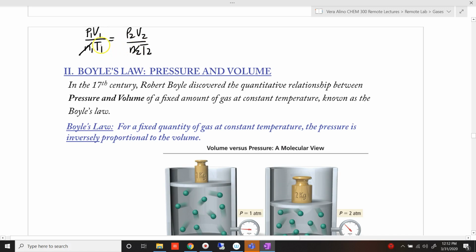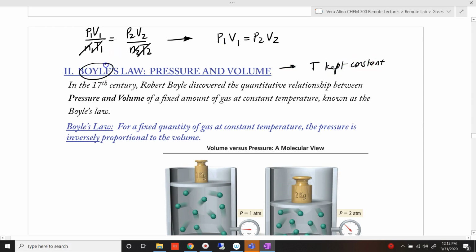He also did not change the temperature. He kept the temperature constant. What that leaves you, or simplifies your combined gas law into, is this equation: P1V1 equals P2V2. Note that the variables here are only pressure and volume. So Boyle's law, you can easily remember: temperature is kept constant.